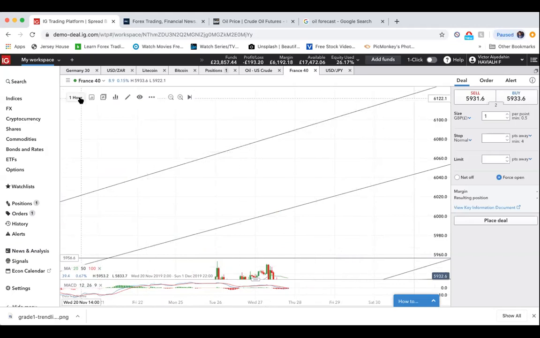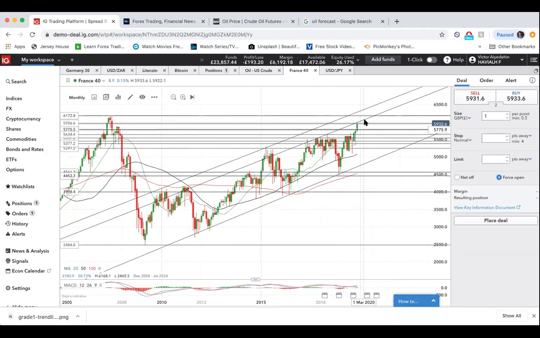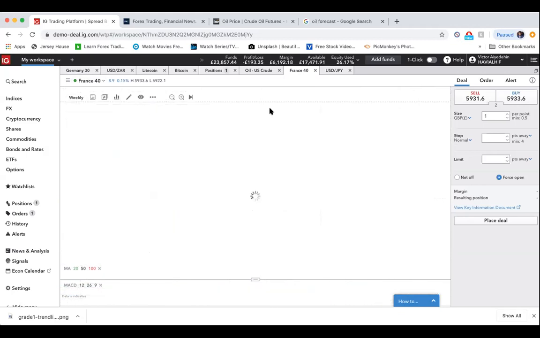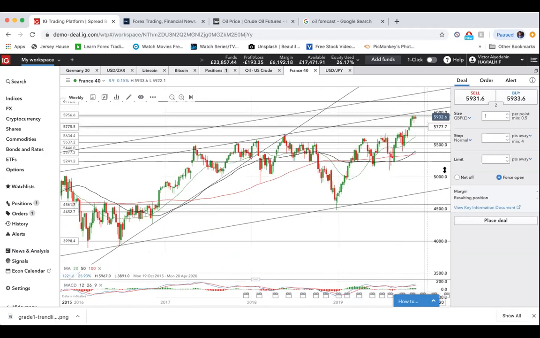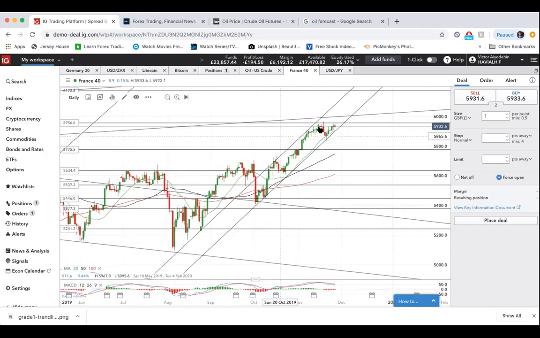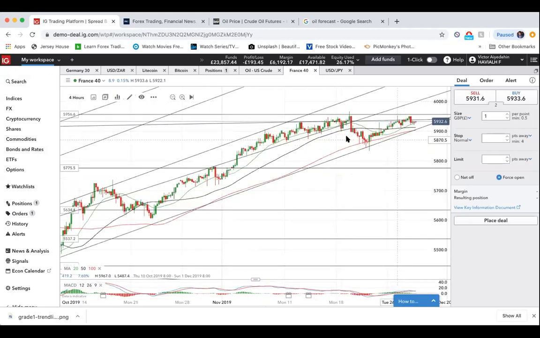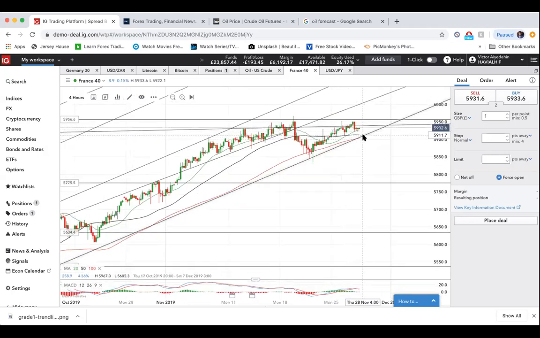So, but don't forget that if I was to go back to monthlies now, there are different decisions. So on a monthly, it's a seller's market right now. On a weekly, it's still a seller's market in this big channel. On a daily, it's a buyer's market. And you see that on a daily it's a buyer's market. And if we turn to our 4 hours, it's a seller's market.